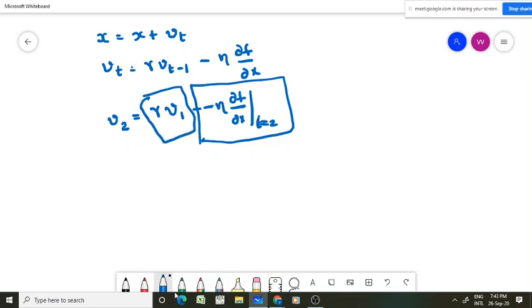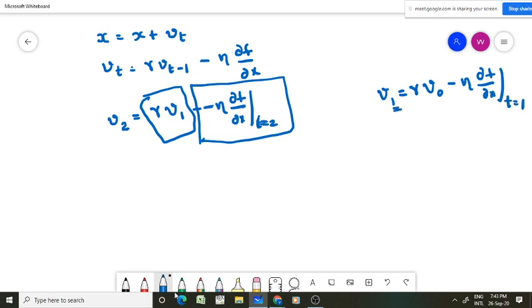Now what is the velocity in the first iteration? We will discuss now. The velocity in the first iteration equals gamma into V0 minus eta into dou f by dou x in the first iteration at time t equals 1.